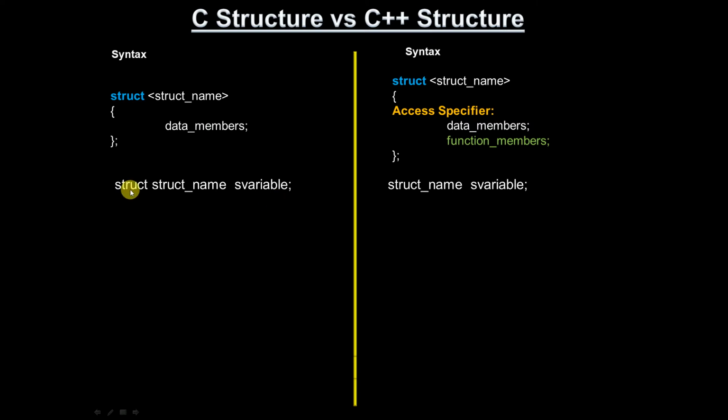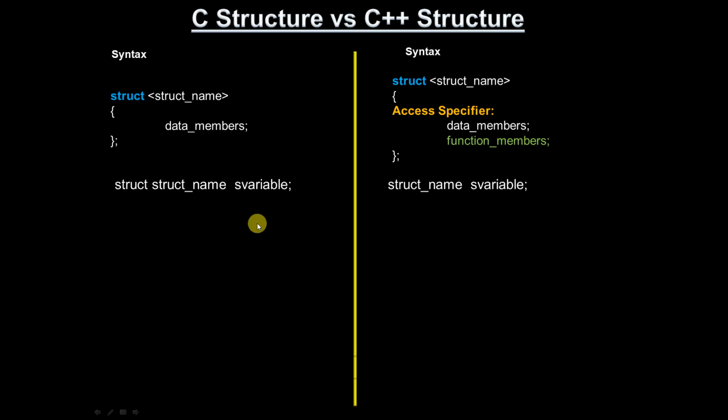Next, if I want to create a variable for the structure, in C we use the struct keyword, then the structure name and structure variable. In C++ you can directly use the structure name and structure variable. Since it is a user defined data type, we can use it like a normal data type. Just as you create an integer variable or a character variable, you can define a struct name variable like that in C++. But here the struct keyword is optional while creating the structure variable.